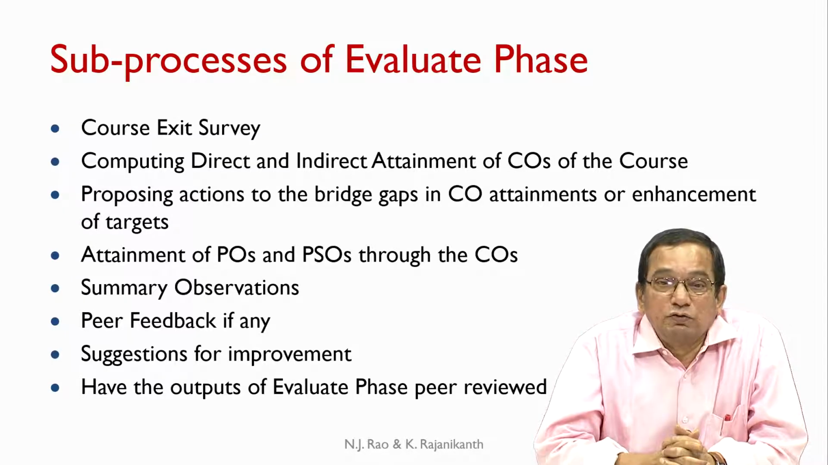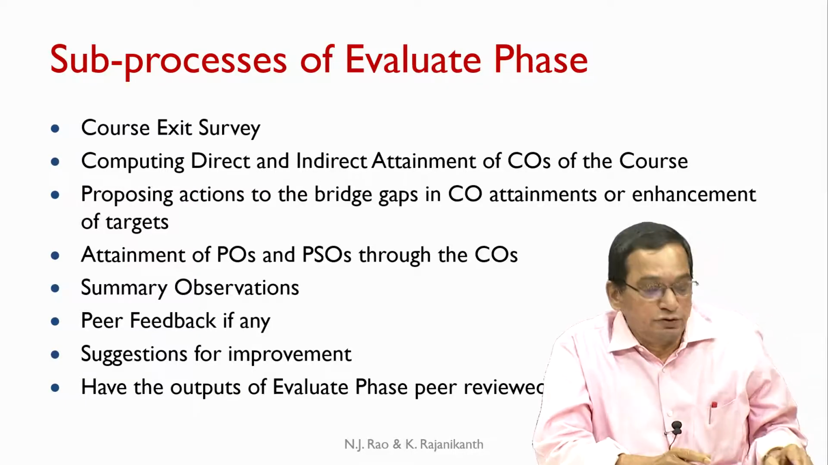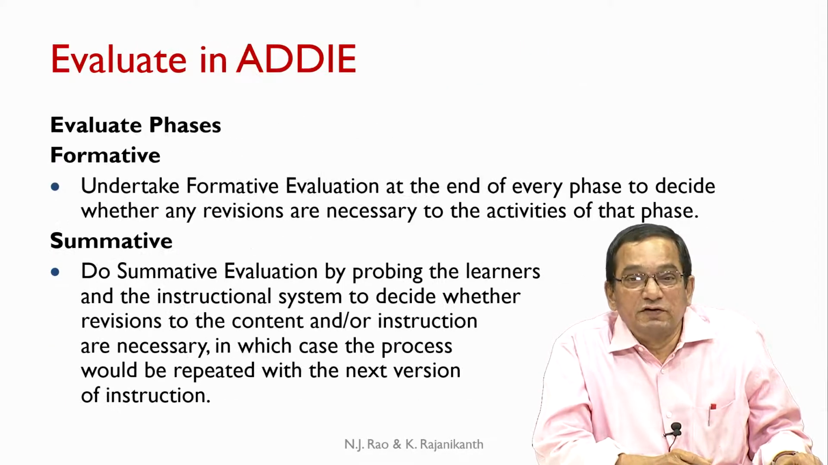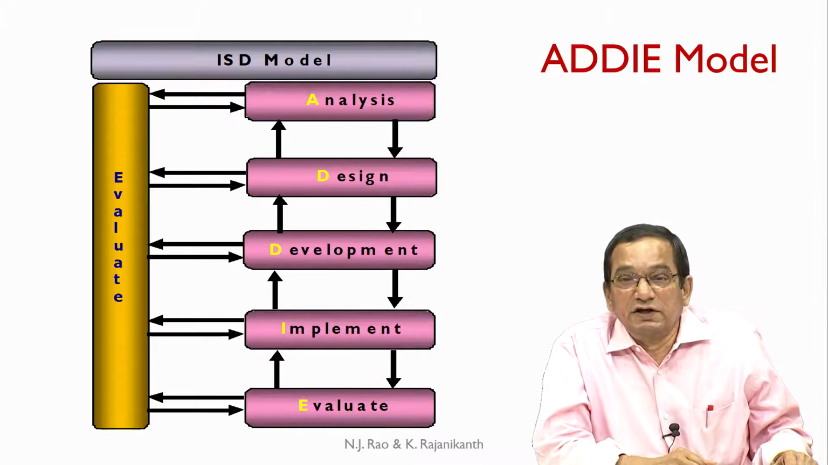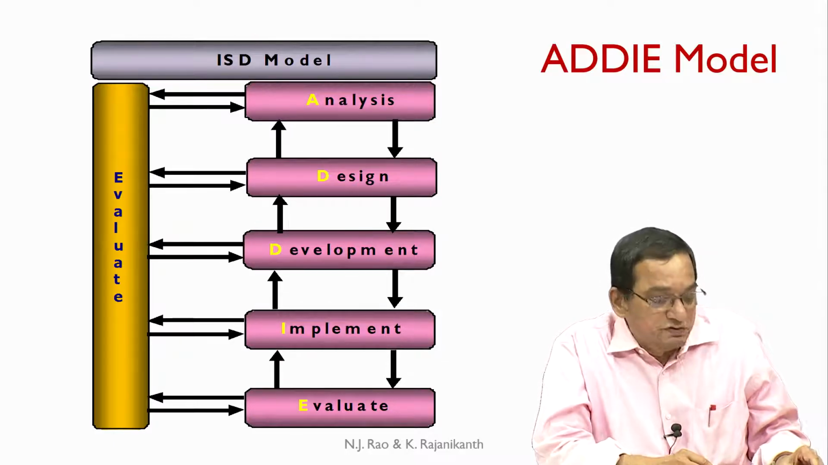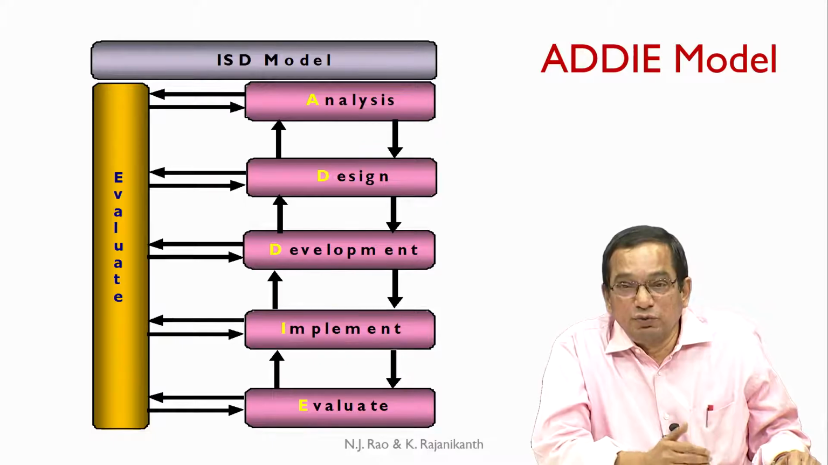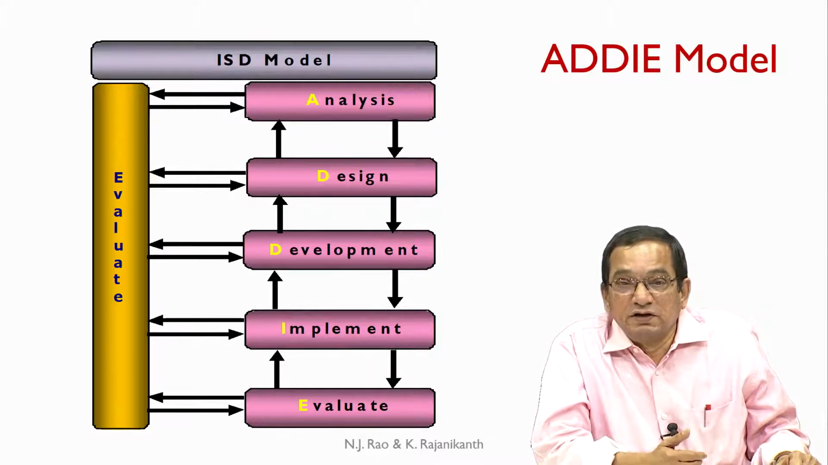Then have the outputs of the evaluate phase peer reviewed. Note that even the evaluate phase itself is connected to the vertical evaluate block, which essentially means that even this phase needs to be evaluated. So, obviously, in this model there is an input-output relationship, in the sense that the output of one phase becomes input to the next phase, but there is also a parallel evaluate phase. At the end of every phase we need to evaluate.